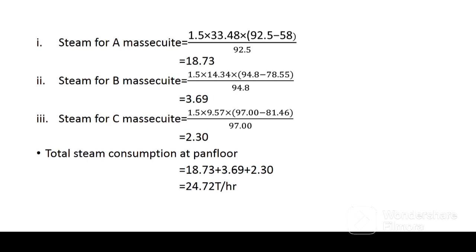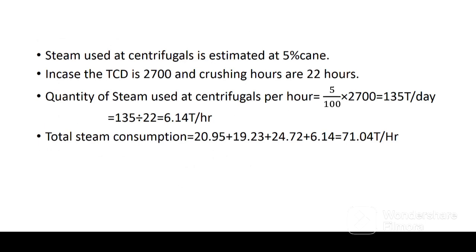So the total quantity of steam used at pan floor per hour is equal to 18.73 plus 3.69 plus 2.30, which is equal to 24.72. Steam used at centrifugals is estimated at 5% on cane. Remember, steam is used at centrifugals to dry sugar crystals. We'll use this percentage to calculate the quantity of steam used at centrifugals.